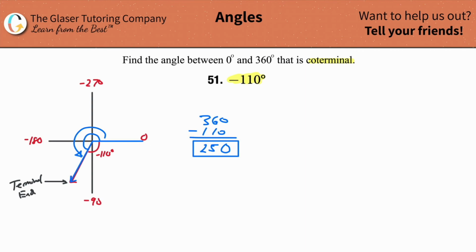On the other side, hopefully that makes sense because they obviously both have to add up. If this is 250 and this is 110, it better add up to 360. And that's it.